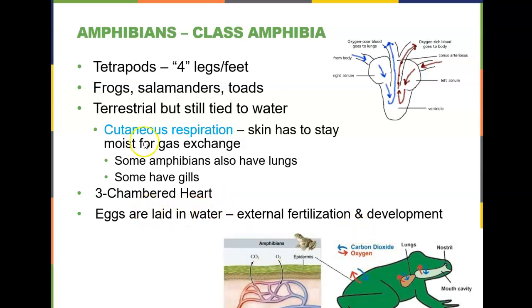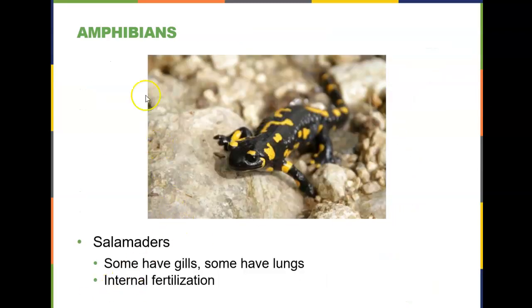Now, regarding reproduction, the eggs are laid in water, hence they have external fertilization. Sperm are added to the eggs, external fertilization outside of the body, and the new amphibians develop externally as well without parental involvement. And this is true of the fish. They also have external fertilization and development. As far as amphibians, the salamanders, some have gills and some have lungs. They also have internal fertilization, which is different from the frogs and the toads, but still have external development.